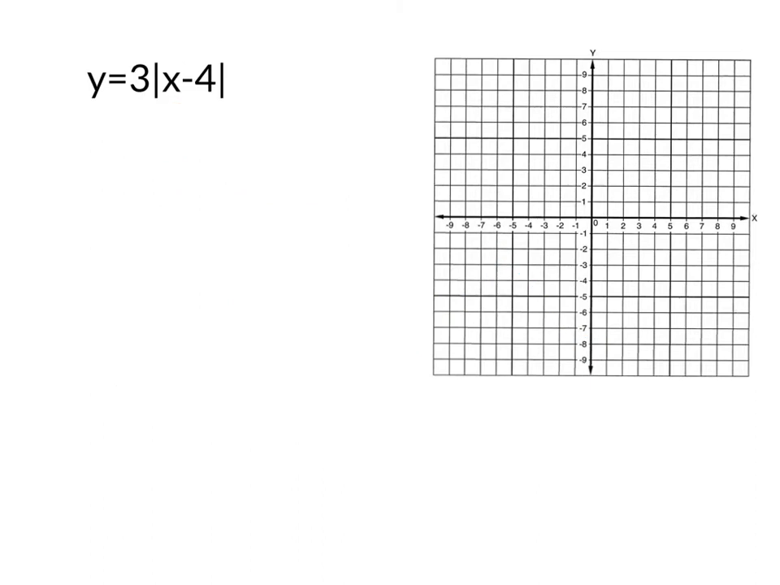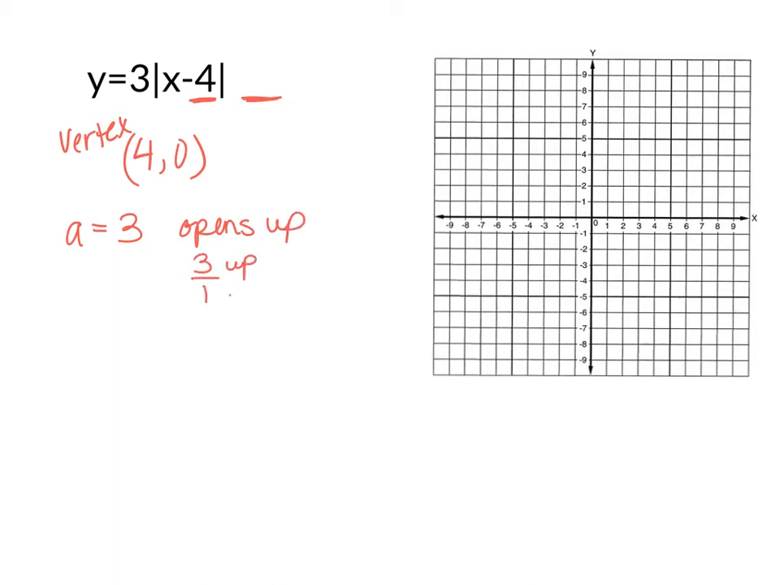All right. This one. y equals 3 times the absolute value of x minus 4. Your vertex is 4, comma, there's nothing out there. So that just means it's (4, 0). And my a is +3, so it opens up. And my slope is 3/1, so I'm going to go up 3 and right 1 and then left 1.